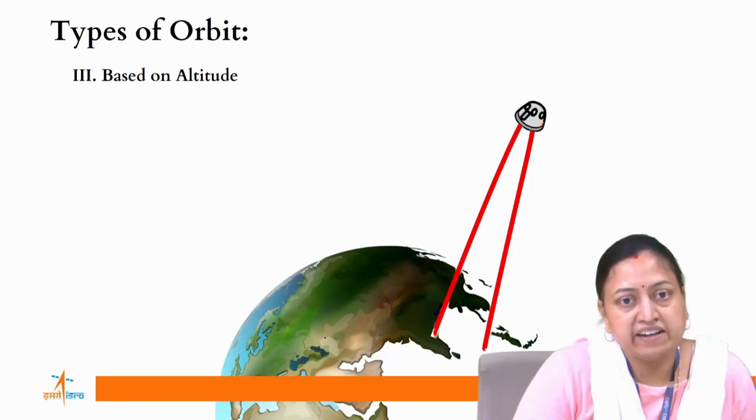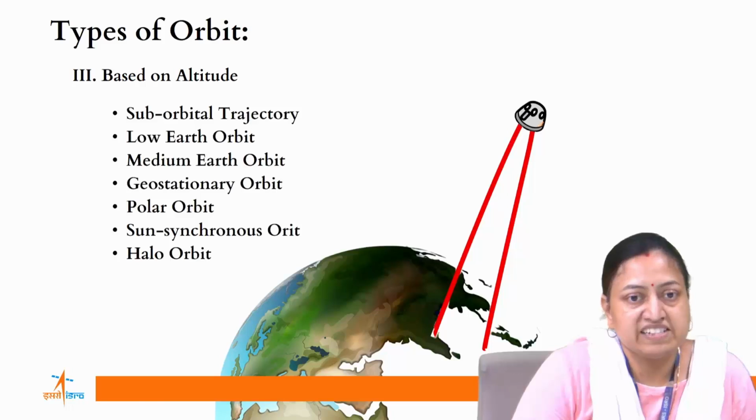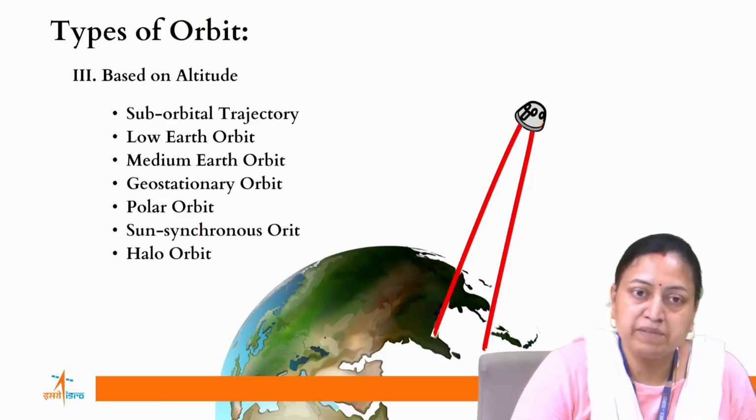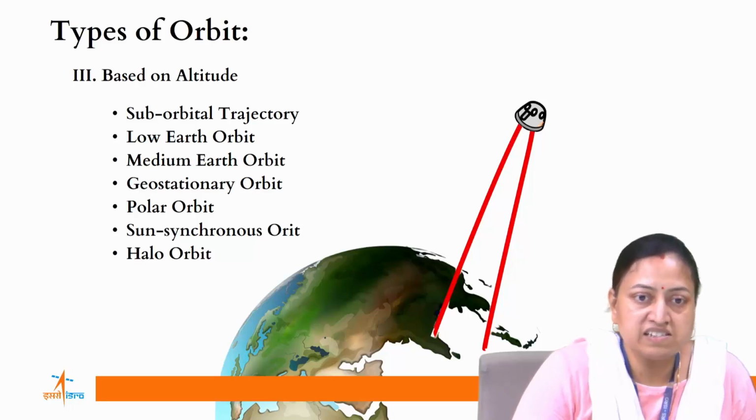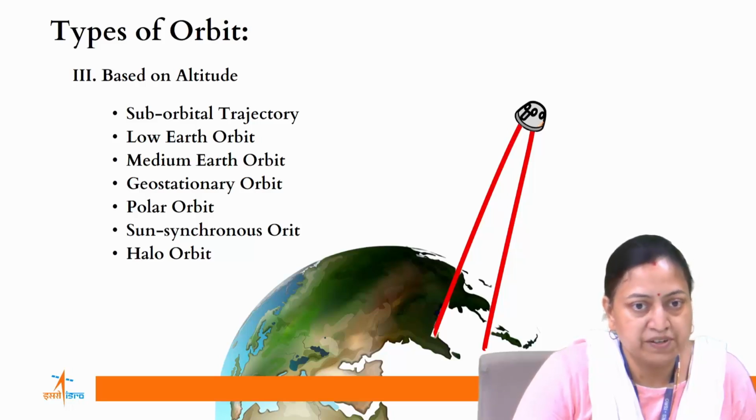The third orbit category is based on the altitude. These are suborbital trajectory, low Earth orbit, medium Earth orbit, geostationary orbit, polar orbit, sun synchronous orbit, and halo orbit.